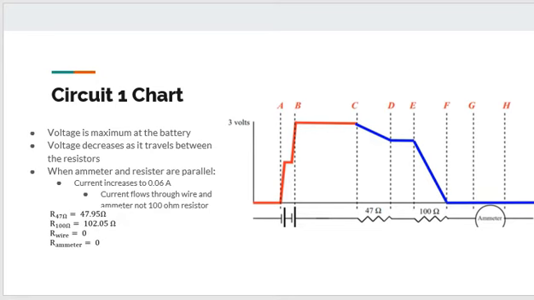For the 47 ohm resistor, the resistance was found to be 47.95 ohms. The 100 ohm resistor was calculated at 102.05 ohms, and the resistance of the wire and ammeter were both at 0 ohms. This is because the wire and ammeter do not have any potential difference.